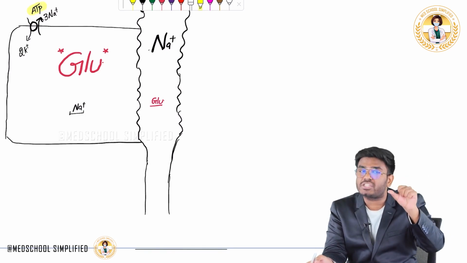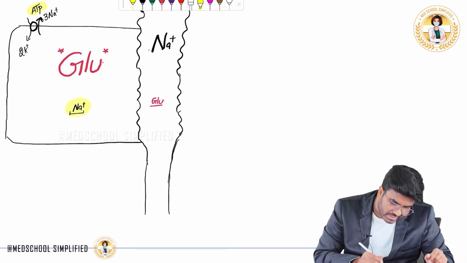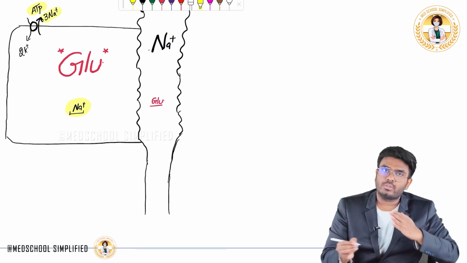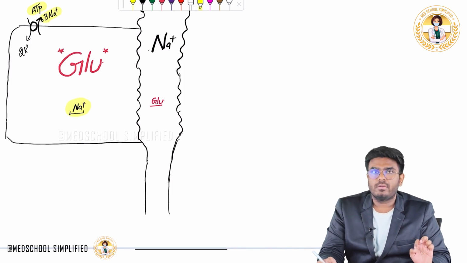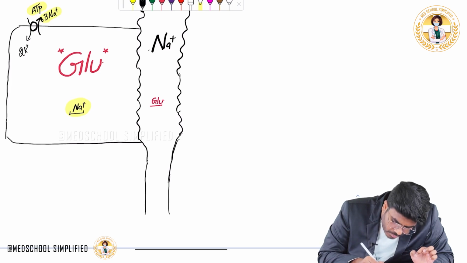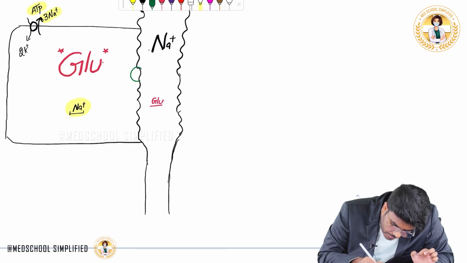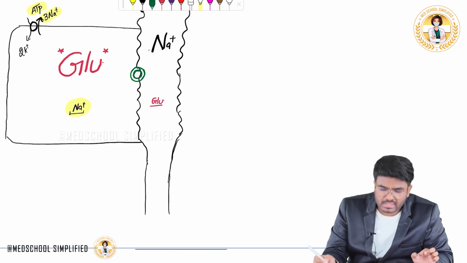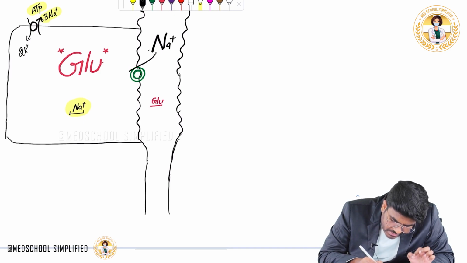By using the energy, sodium is kept low inside. By using the energy, sodium is thrown out of the cell, so intracellular sodium levels will go down. Now, see what happens. There is a transporter here. Let me show you with the green color. On the proximal convoluted tubule, there is this transporter present. What this transporter does is allow the sodium to enter into the cell. Sodium is coming into the cell, no problem.